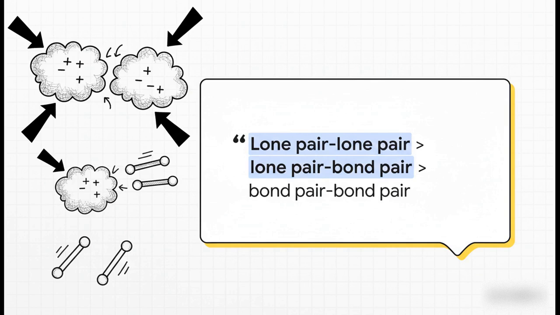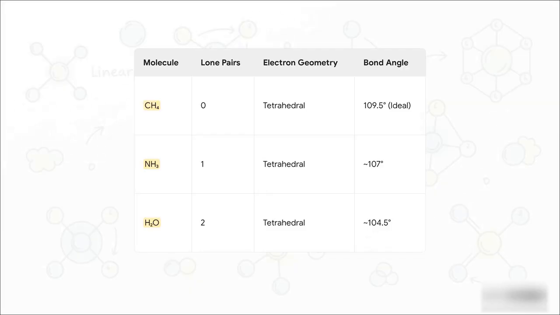This means it pushes on its neighbors way harder than a bonding pair, which is being pulled tightly between 2 atoms. So the hierarchy is simple. The repulsion between 2 lone pairs is the strongest, followed by a lone pair and a bond pair, and the weakest repulsion of all is between 2 regular old bond pairs. And this table just shows that effect beautifully. Methane, ammonia, and water all have 4 electron domains, so they all start with that same tetrahedral electron geometry, where the perfect angle is 109.5 degrees.